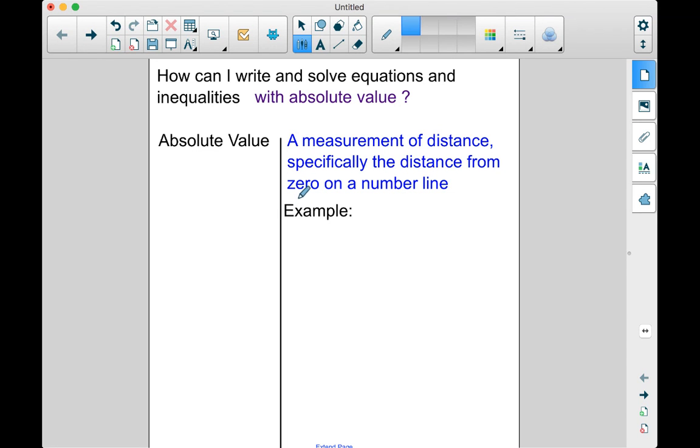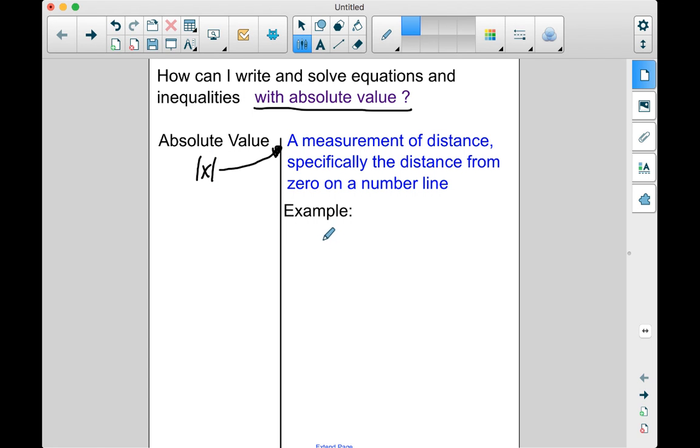All right, guys, so you have talked in your groups about absolute value, and we have modified our LEQ to focus on how you can write and solve equations and inequalities with absolute value. When you've talked in your group, you've decided that absolute value, which is noted like that, so that's the symbols for absolute value, is a measurement of distance, specifically the distance from zero on a number line.